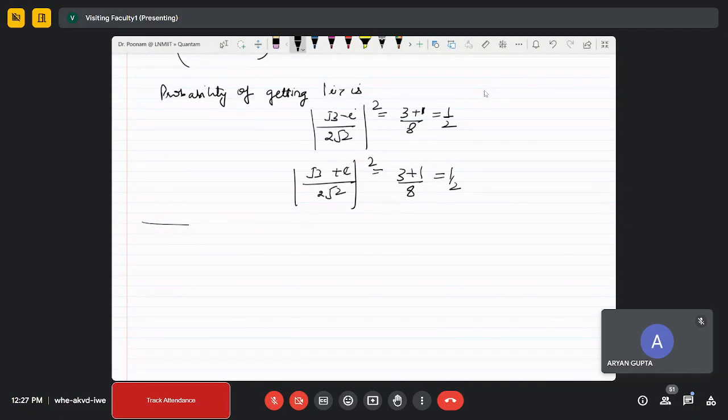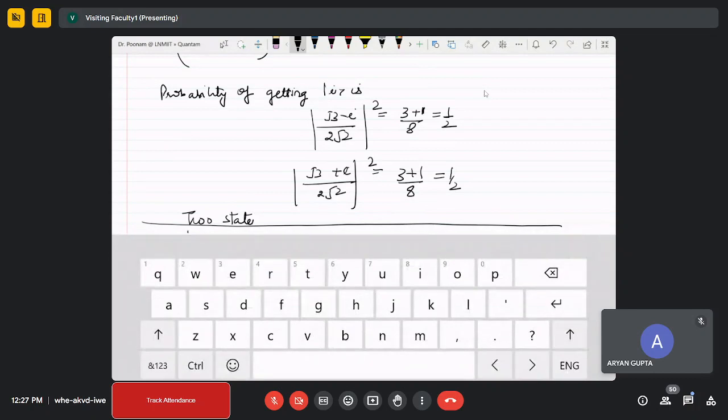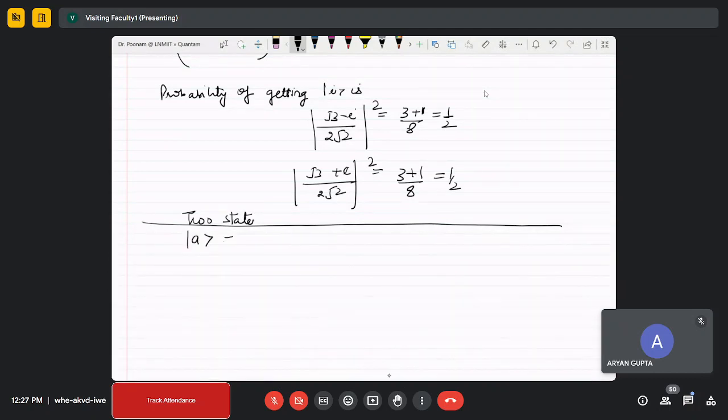Now let's do a general question on any basis. Now suppose we have two states. We call them A and B. Your A is root 3 by 2.